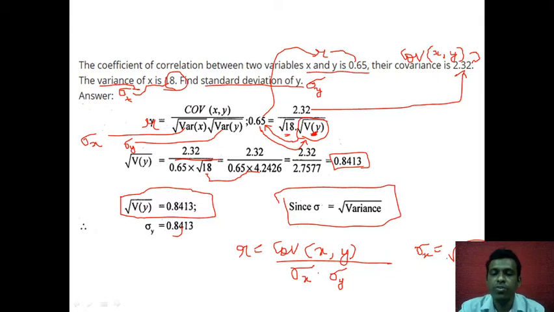Okay, so the variance of x is given as 18, so the standard deviation is the square root of the variance of x. The square root of 18 is nothing but 4.2. This is what you will get, that is the sigma x value. So you know this, you know this, you know this, and you are supposed to find out this.